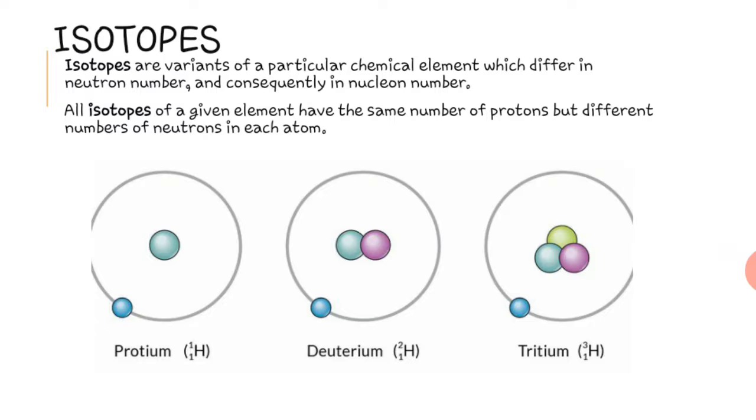So all isotopes of a given element have the same number of protons but a different number of neutrons in each atom. For example, let's take the example of hydrogen isotopes. Protium has only one proton and one electron, no neutron. Deuterium has one neutron and tritium has two neutrons.